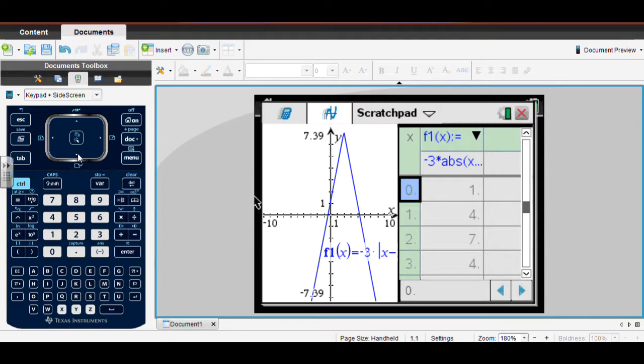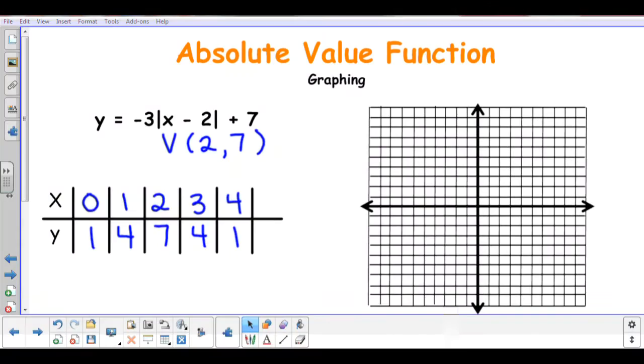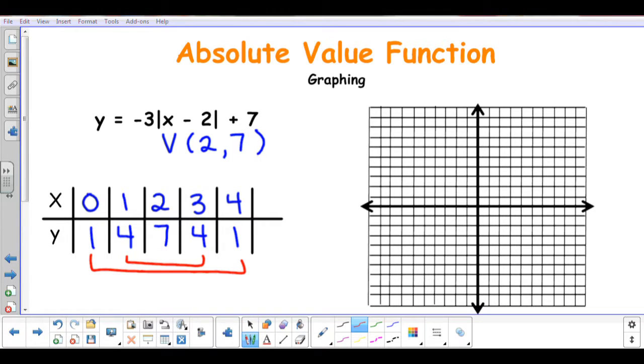We can verify here at 2, my y coordinate is 7, which is what we said our vertex was. At 3, I have the y coordinate of 4, and at 4, I have the y coordinate of 1. Remember when we were looking at the absolute value function, these were giant V's on our grid. So we want the points on either side of the vertex to come out symmetrical, which we do. Now that we have all 5 of our points, we can plot them on our grid.